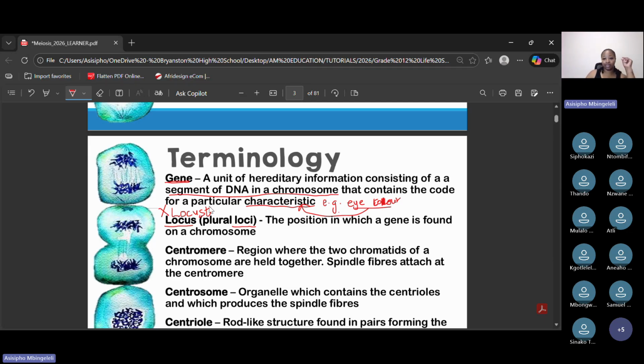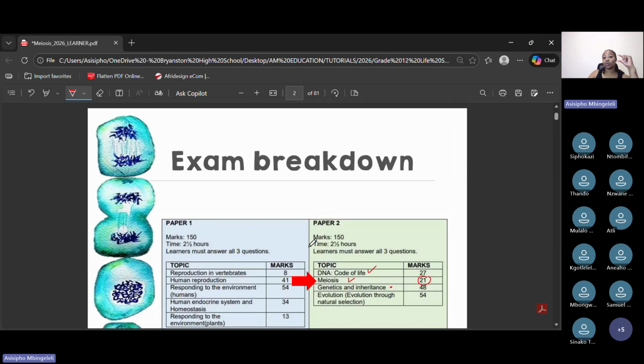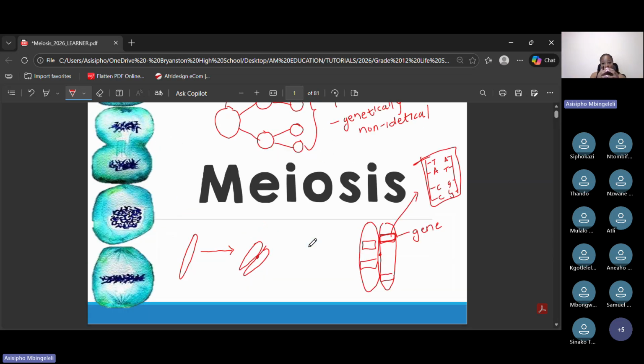Now, what is this locus? Is a position of a gene in a chromosome. Position of a gene in a chromosome. What did we say a gene was? A section of DNA in a chromosome. Now, this particular section of gene is occupying a certain position on a chromosome.